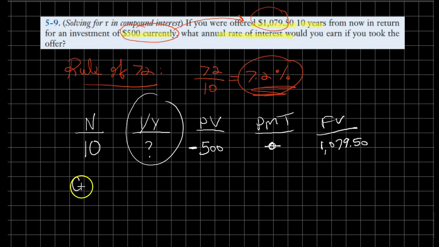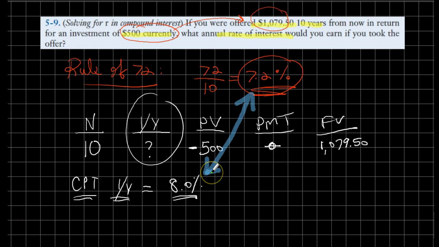Therefore, payments are 0. So we compute the I/Y, the rate of return on our investment, and as soon as we do that using our financial calculator, we get 8%. And that's what we expected to begin with, right? Comparing this with our initial investigation, these are pretty close, so it gives us quite a bit of confidence that our calculation is correct.